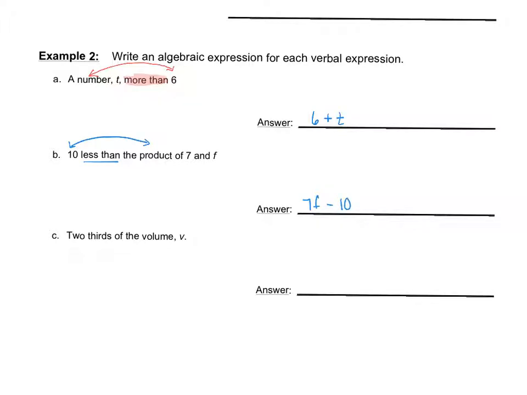Those are just for the more than and less than phrases. But now 2/3 of the volume, well, of is multiply, so this would be like 2/3 times the volume v, which we can just write as 2/3 v.